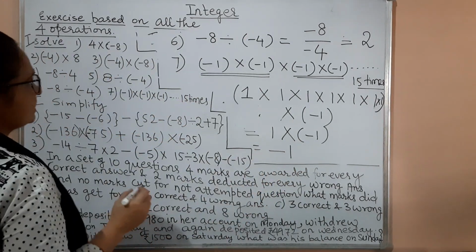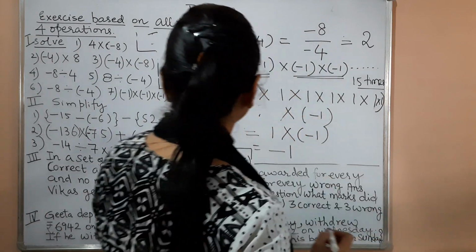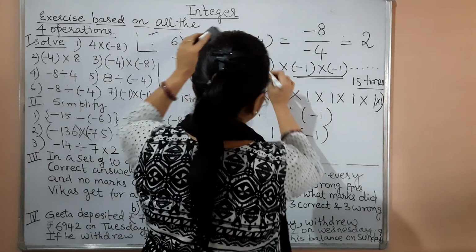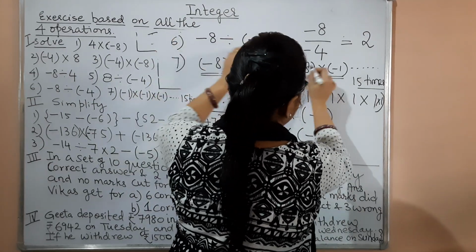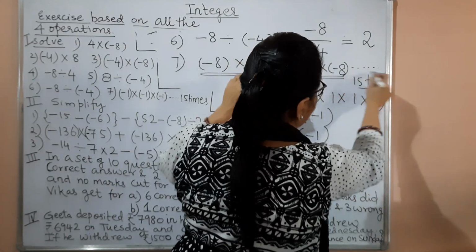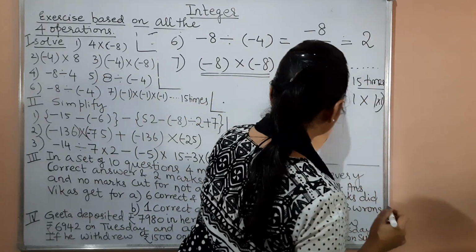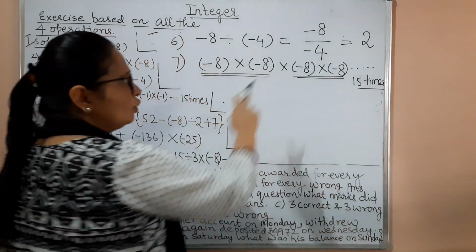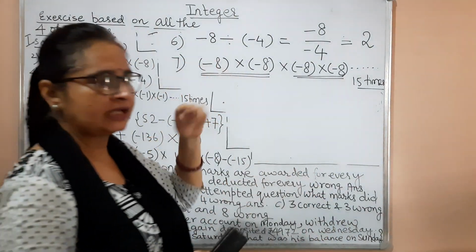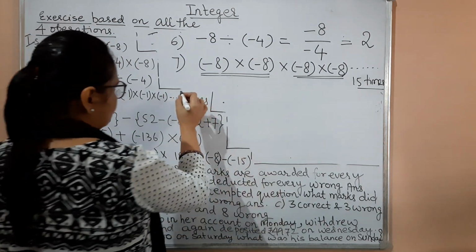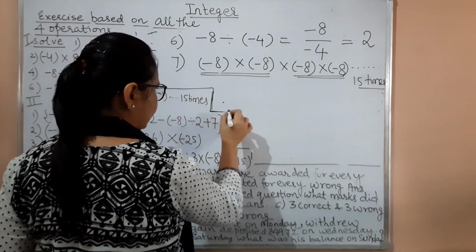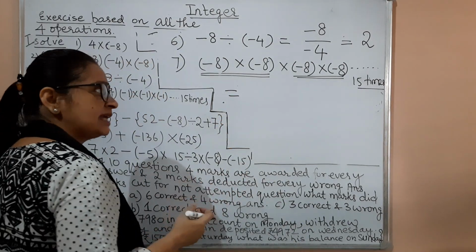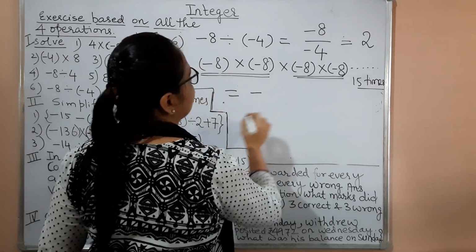Now if I ask you the same question, say, what will be the sign of -8 into -8 into -8 into -8, 15 times? What will be the sign of the answer of this? We know 8 into 8 into 8 15 times is difficult to calculate, so we will learn it in higher classes, but we are just interested to know what will be the sign of this. The sign will be negative.